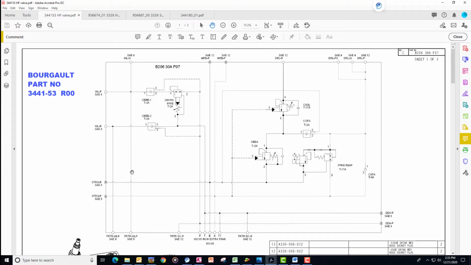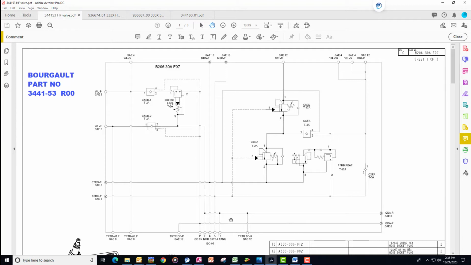So let's review what we've learned about QDA and AccuSet. For that, we're going to go to the 3441-53 high float block. Very similar to the standard block, just a couple differences we'll point out. The TR-TR-DCP is a pressure oil coming from the tractor for the depth circuit, and the TR-TR-DCR is a return oil. So our pressure oil is ported directly to the QDA port, and does not go through directional control. So it goes directly out to the QDA P, and the return goes directly back into the block under the QDA R, and then back out to the tractor on the DCR.